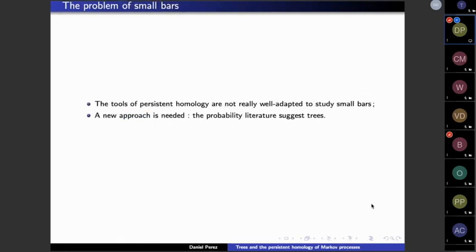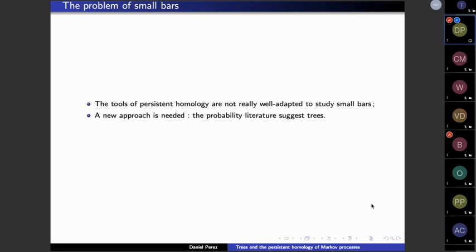Now we want to attack the problem of studying what happens when epsilon goes to 0. The problem is, of course, that the tools of persistent homology are not necessarily well suited to study the small bars because, for multiple reasons, among others, everything that has been developed kind of neglects what happens at the level of small bars. So we need to think of a different way of approaching the problem.